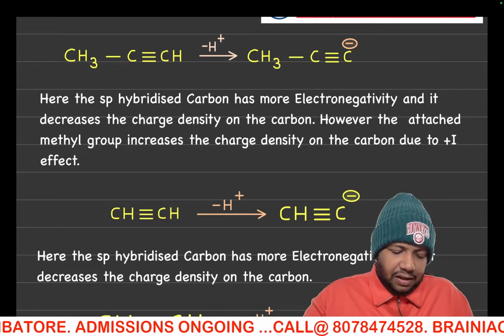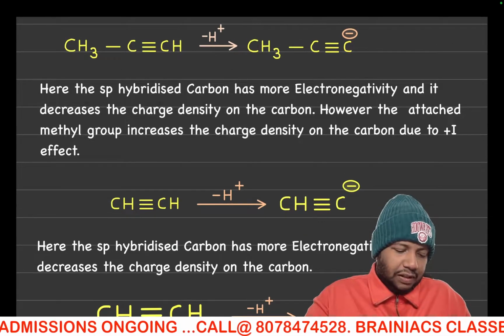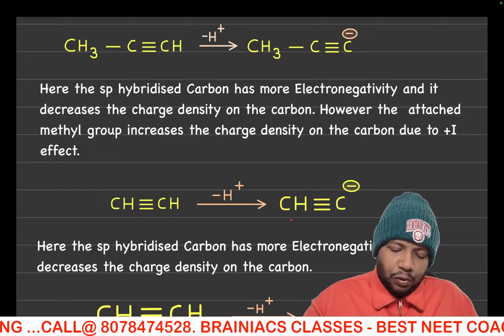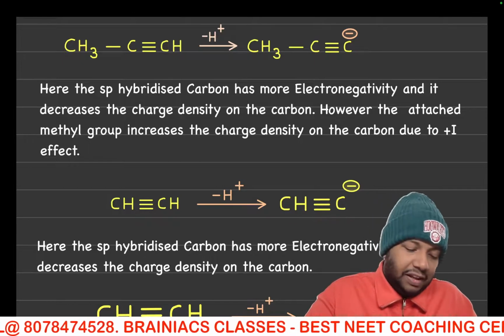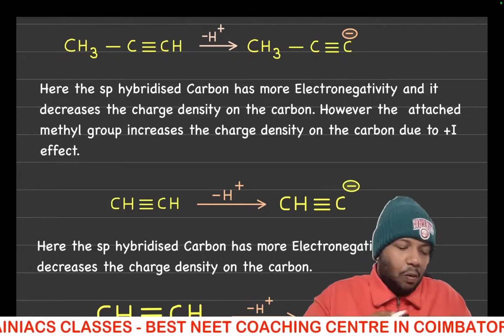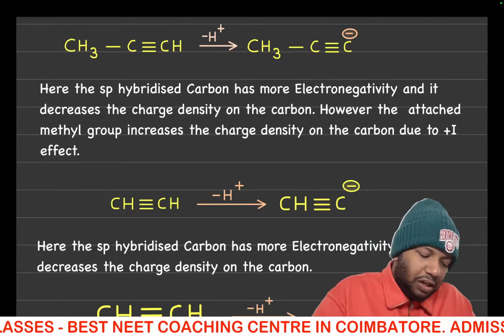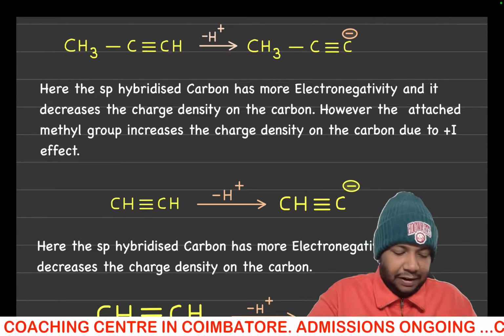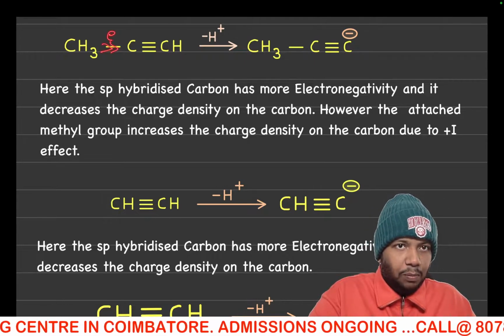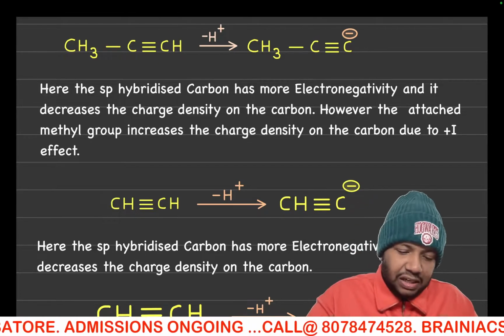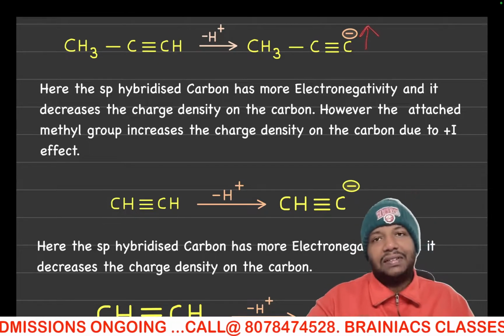Okay, and here we need to compare two species. This species also has a triple bond, so here also it is stable, but one difference is there is a methyl group attached here. What this methyl group will try to do is push the electrons in this direction through plus I effect. I can easily say electrons will move in this direction. So if electrons are moving in that direction, it will increase the charge density.